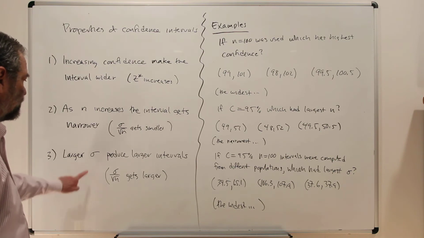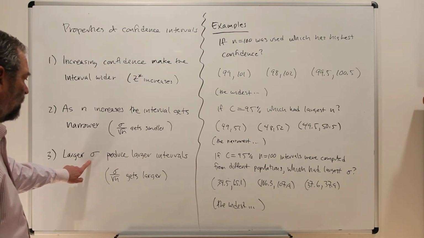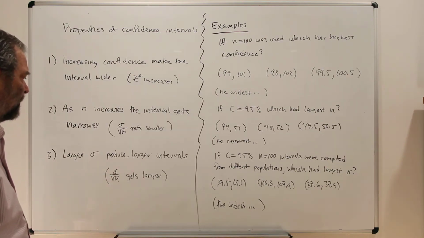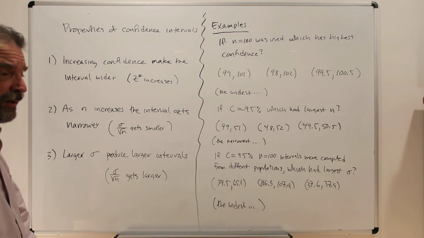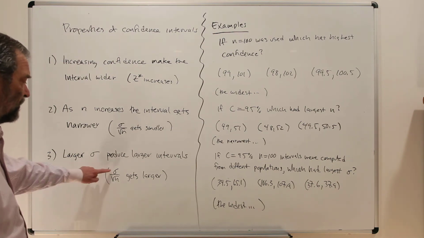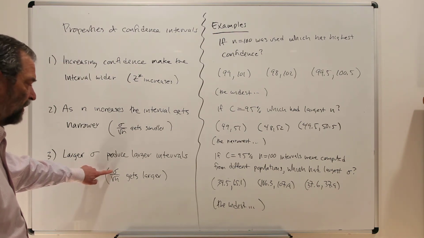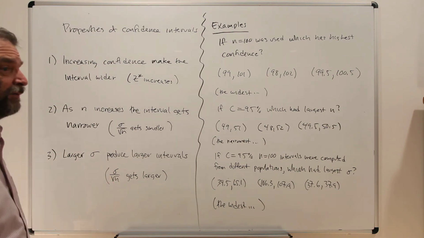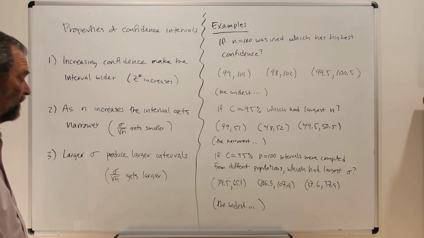Number three, a larger sigma produces a larger interval. Once again, the sigma over root n controls the size of the interval in addition to the critical value, z star. A larger sigma makes sigma over root n bigger if n's the same size. That makes the interval larger.